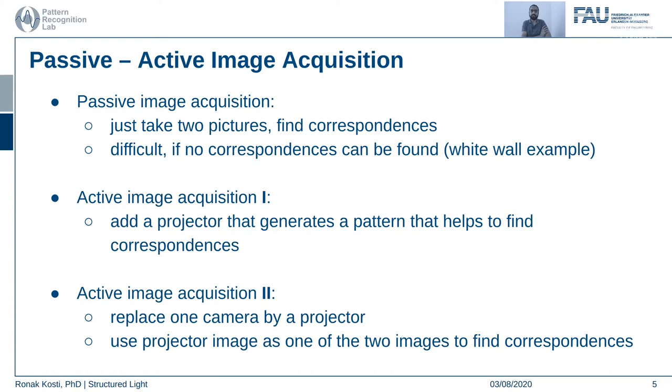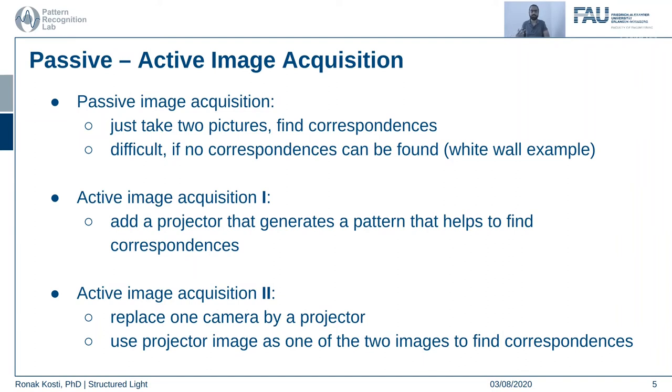Another one is in which we replace one of the cameras of this stereo setup entirely. And how we do this and how this is beneficial, we will see in the next few slides. But it is important to know that depending on the kind of task that you have, one setup can be used over the other. So traditionally, I would say that the first active image acquisition technique is used when the current stereo setup is not working, or you need better, more robust correspondences.